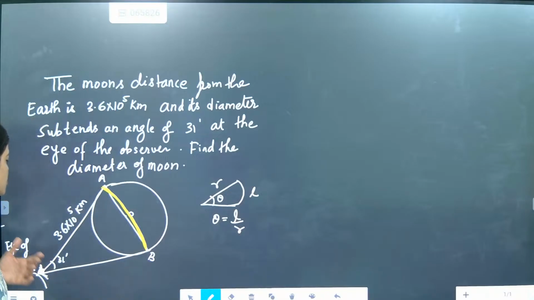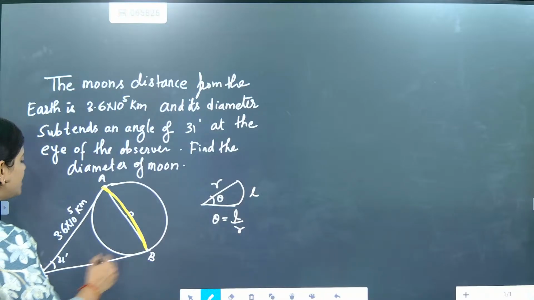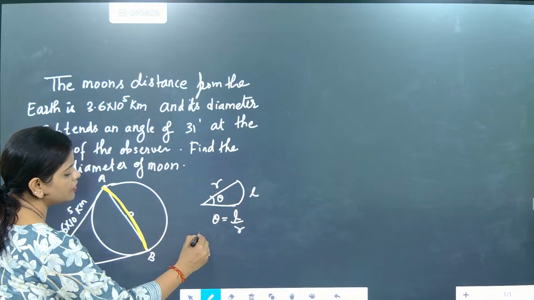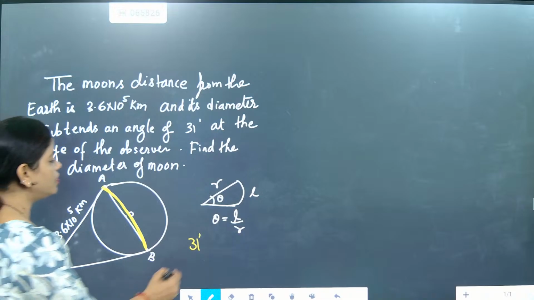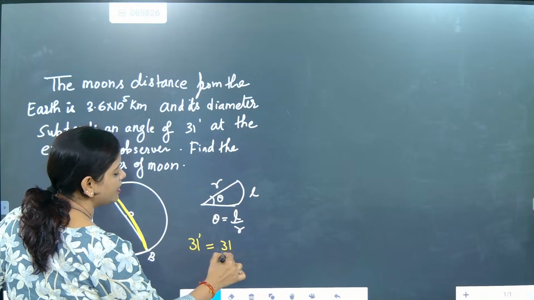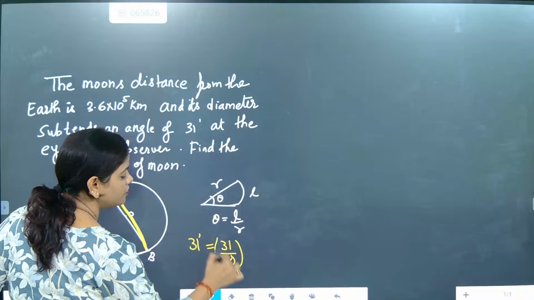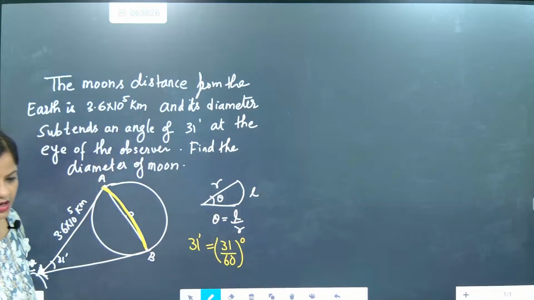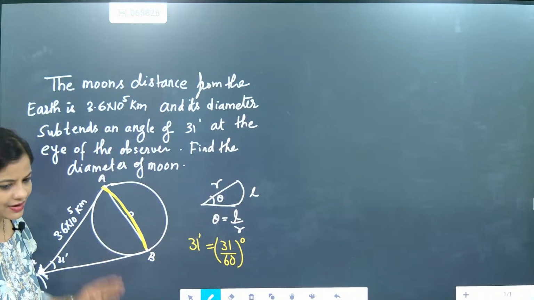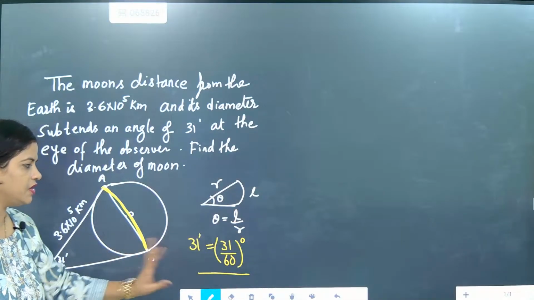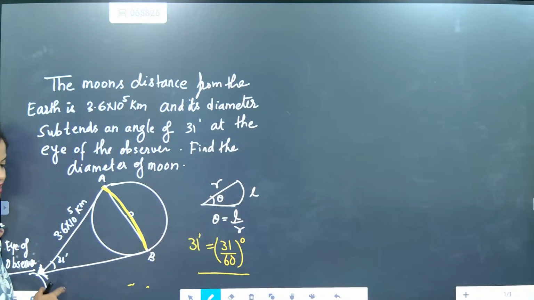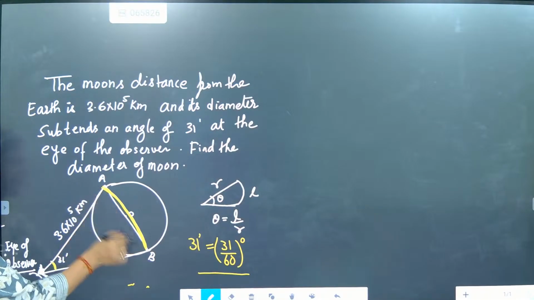Okay, so now let's do this. Now we have 31 minutes. How to convert 31 minutes into degrees? We know again the same thing: it will be divided by 60. The moment 31 is divided by 60, it gets converted into degrees. So until here we got our angle subtended, the observer is subtending 31 minutes in the eye.